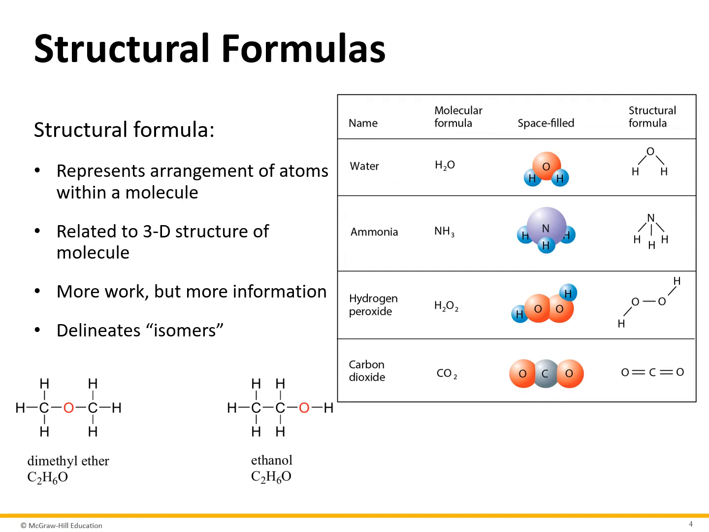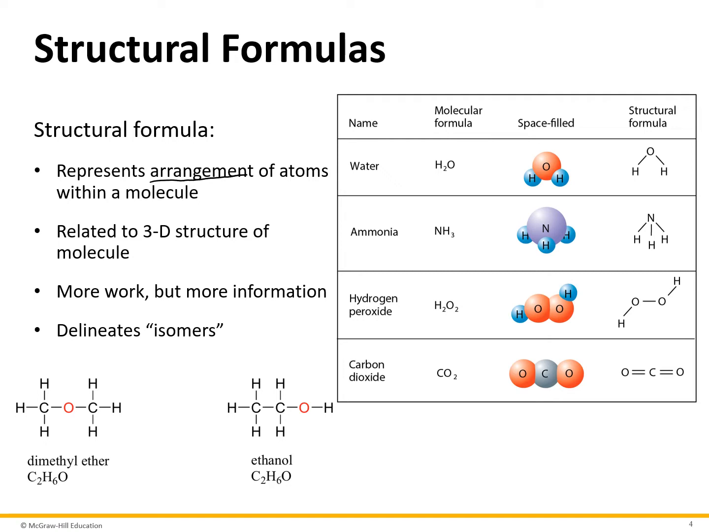Okay, so another way to represent what a compound is using chemical notation is the structural formula. And this is a really useful tool because it gives you a hint as to what the arrangements of the atoms are within a molecule, which will give you a sense of its 3D structure. All right, it's more work to make a structural formula, but it'll give you a lot more information.